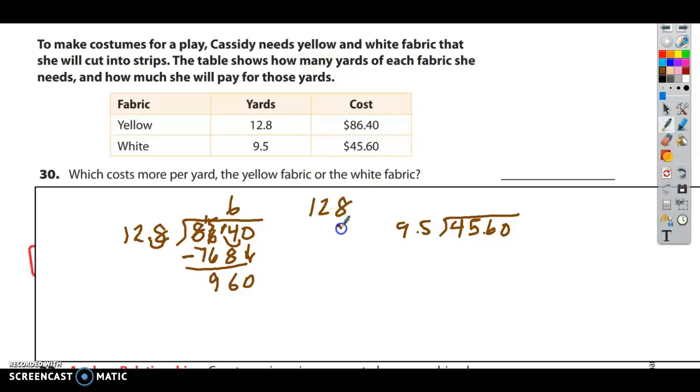128 times 8. 8 times 8 is 64. 8 times 2 is 16, plus 6 is 22. 8 times 1 is 8, plus 2 is 10. That's too high, so it's just 7. 128 times 7. 7 times 8 is 56. 7 times 2 is 14, plus 5 is 19. 7 times 1 is 7, plus 1 is 8, so it's 896. That's going to be right. So I'm going to put a 7 here. 7 times 128 is 896.